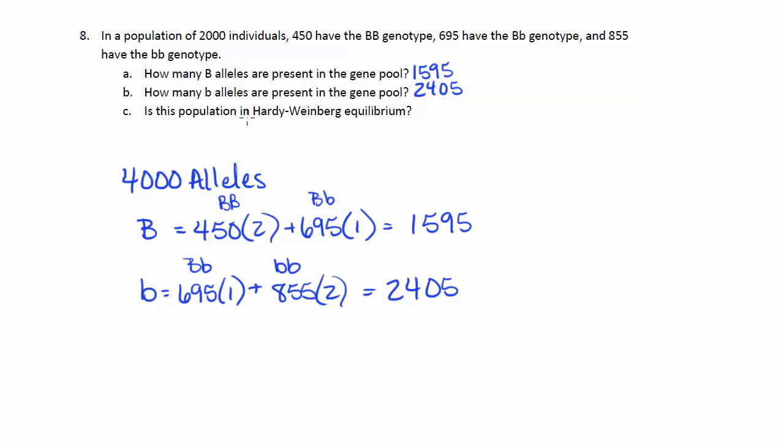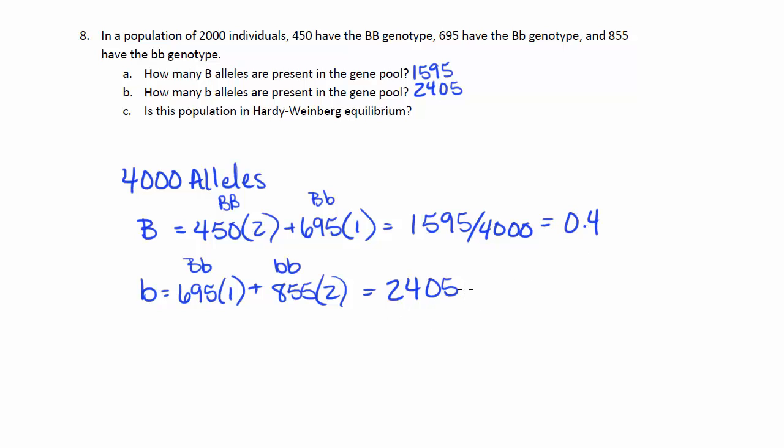And so we want to know, is the population in Hardy-Weinberg equilibrium? Well, to know that, we need to find the frequency of each allele, but since we figured out how many copies we have of each one, that's relatively simple. So if we look at capital B here, we know that we've got 1,595 out of a total of 4,000. So the frequency is 1,595 divided by 4,000. That's going to round to about 0.4.